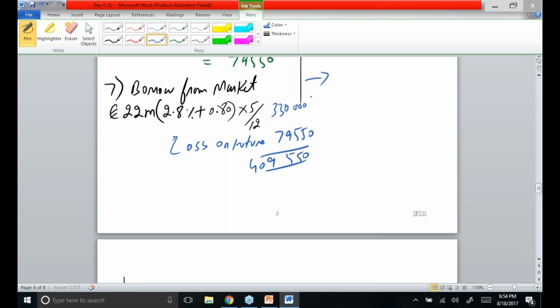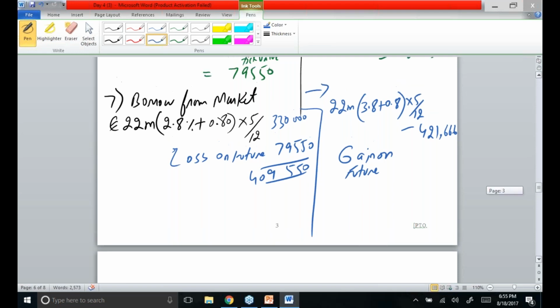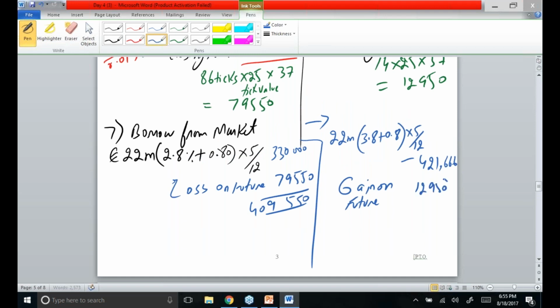And in this step, when you borrow from the market, 22 million into 3.8 plus 0.8 into 5 by 12, your cost will be 421,666 and gain on future is 12,950.